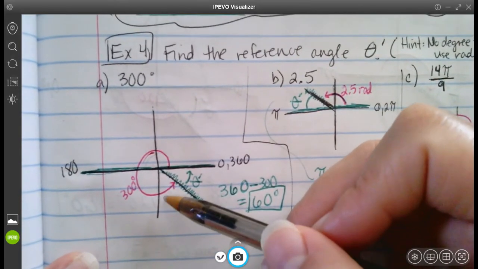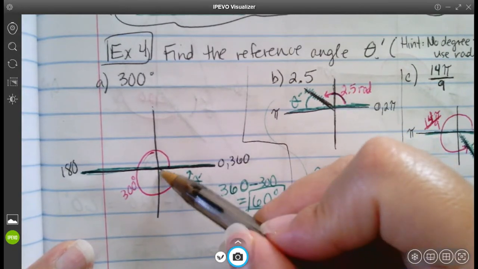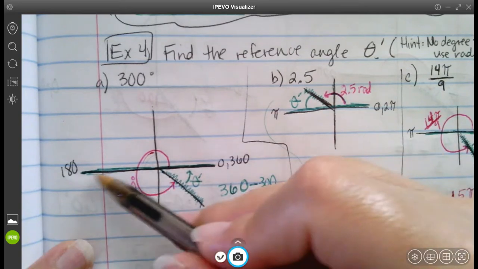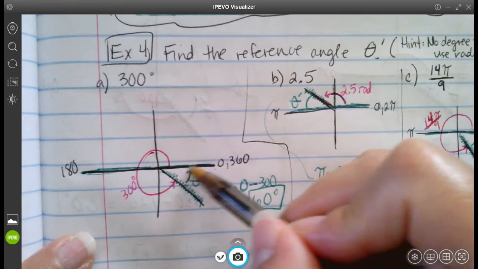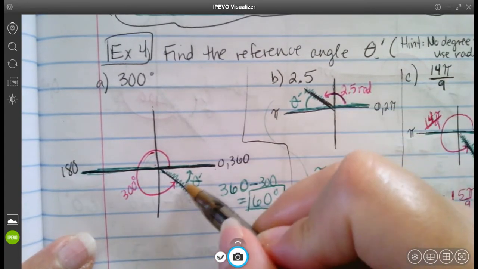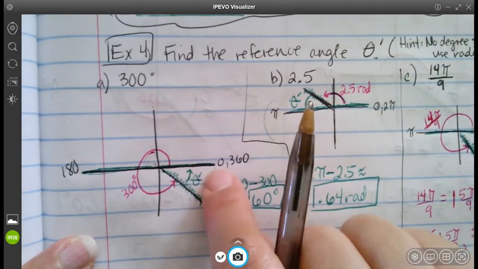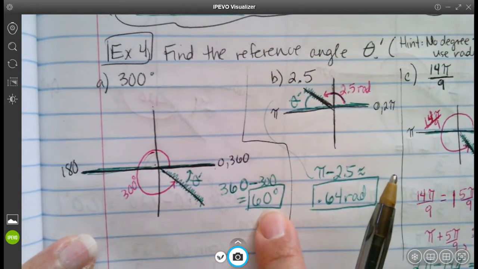And we're trying to find the angle that is between this terminal side, the ending side, and the x-axis. So you need to decide, is this closer to this piece of the x-axis or is it closer to this piece? Well, it's closer to this one. So all I did is I took this number 360 and I subtracted the 300, which gave me 60.